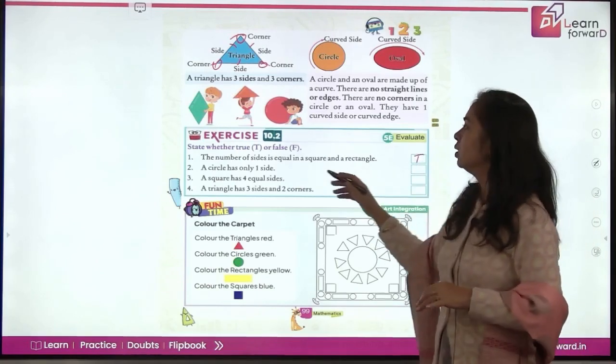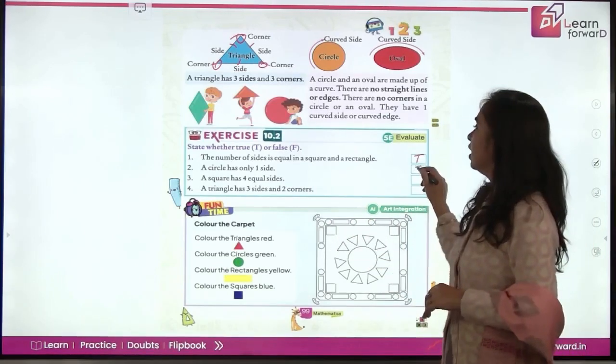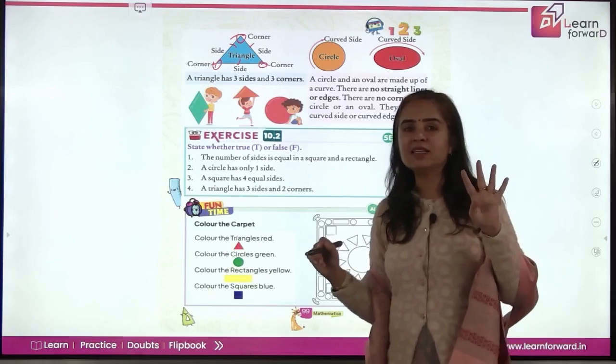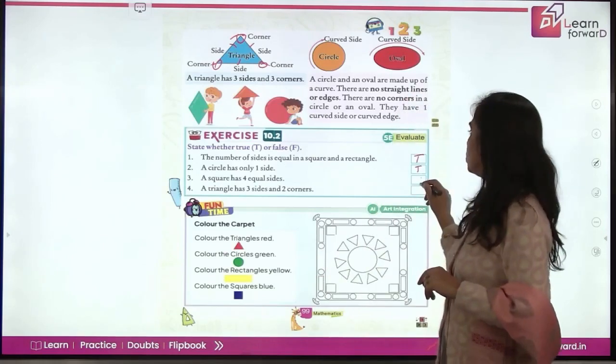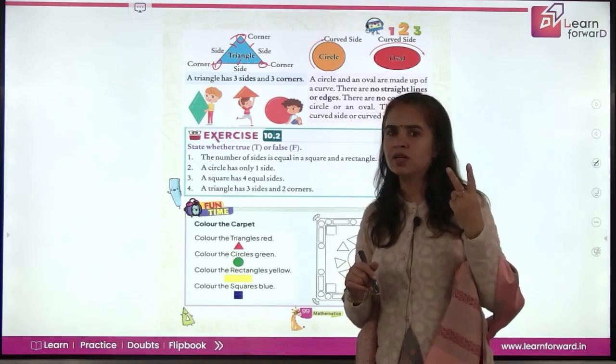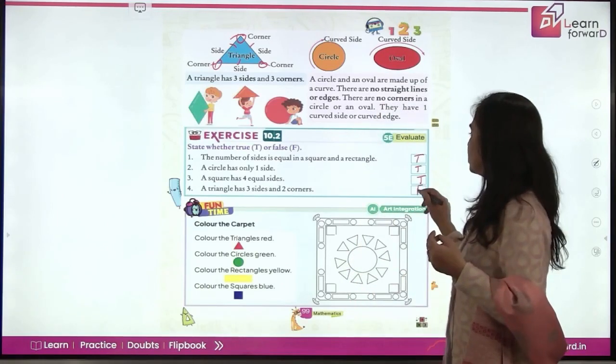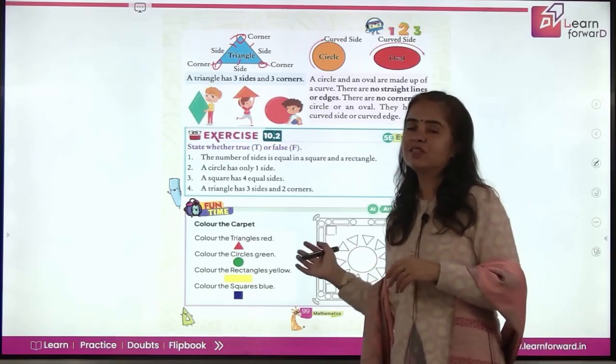This is true. A circle has only one side, that is a curve. A square has 4 equal sides. Yes, all sides are equal in a square. And a triangle has 3 sides but 2 corners. No, the corners are also 3. So this is false.